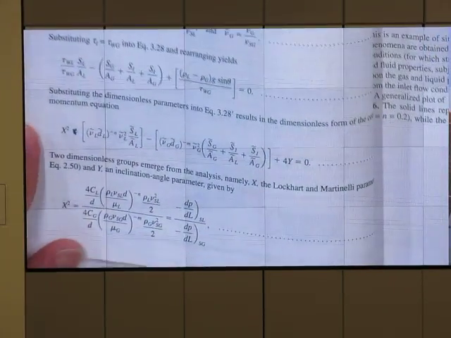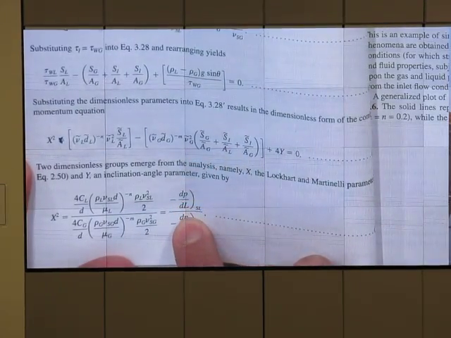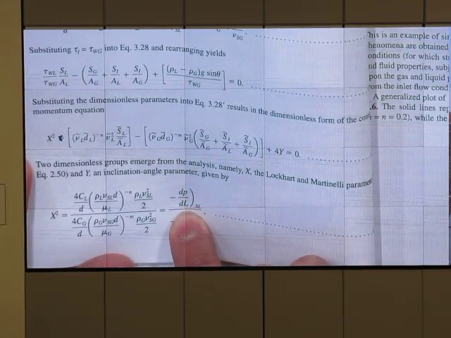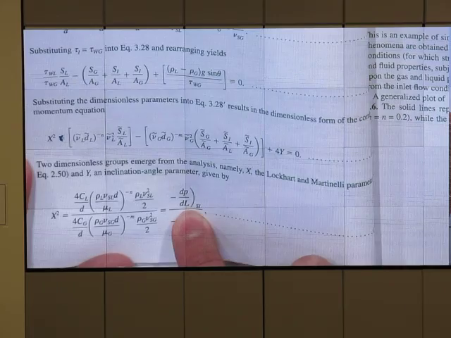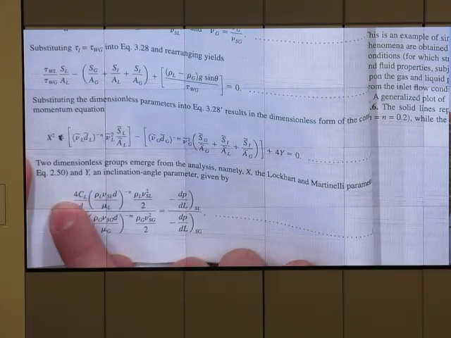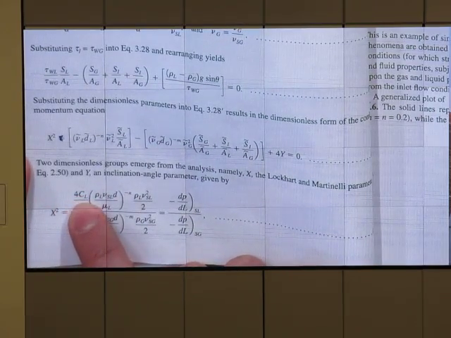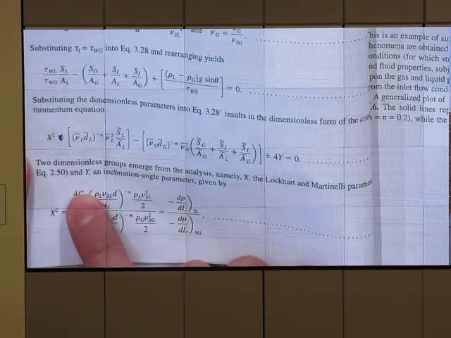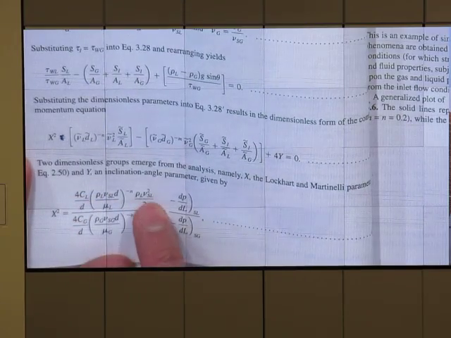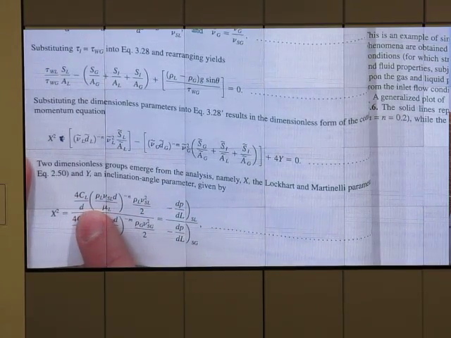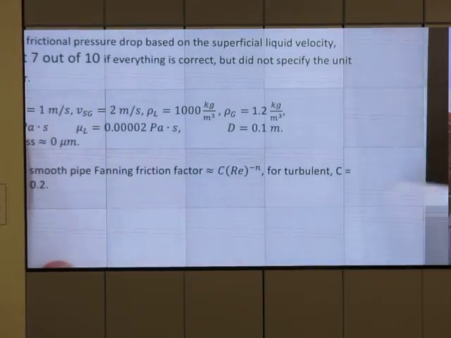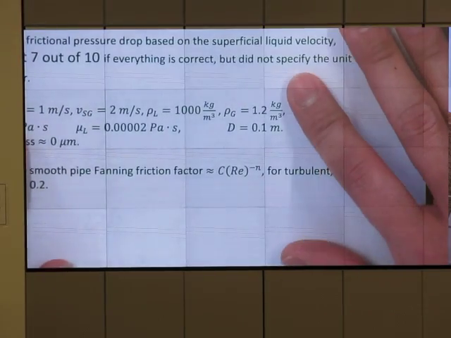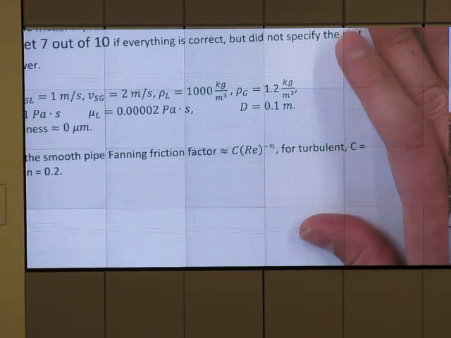Perhaps it's on page 66. So the top part, you see this? Minus dP/dL sub SL, 2 cancels with 2, and this whole thing is 2f rho V squared over D. That's a formula that you should know by now.